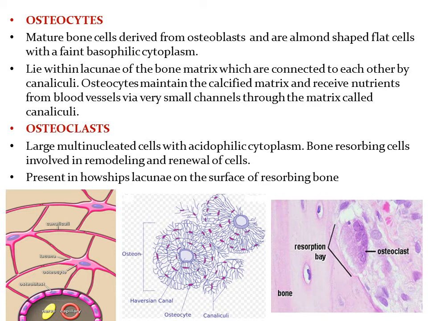The osteoclast possesses receptors for the calcitonin hormone that is produced by the parafollicular cells of the thyroid gland, and this hormone suppresses the osteoclastic activity. The osteoclast does not have any receptor for the parathyroid hormone.